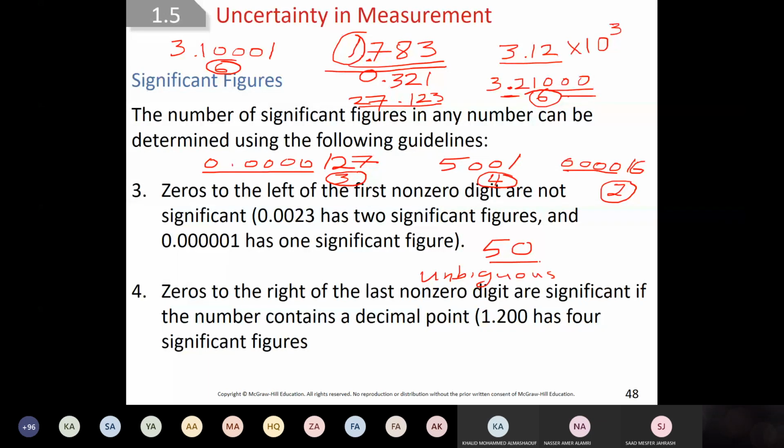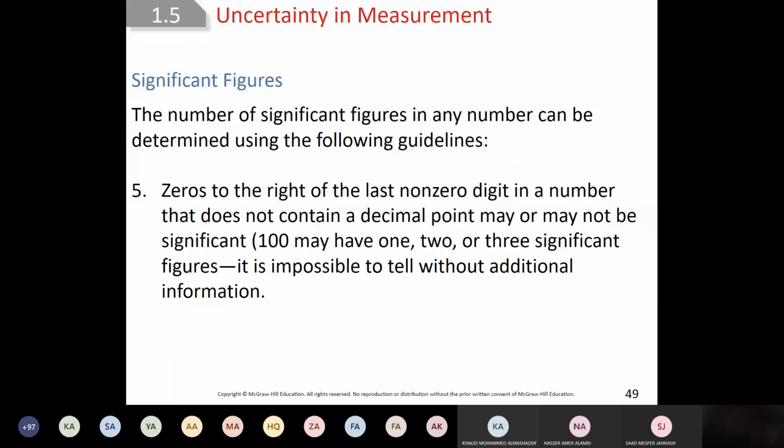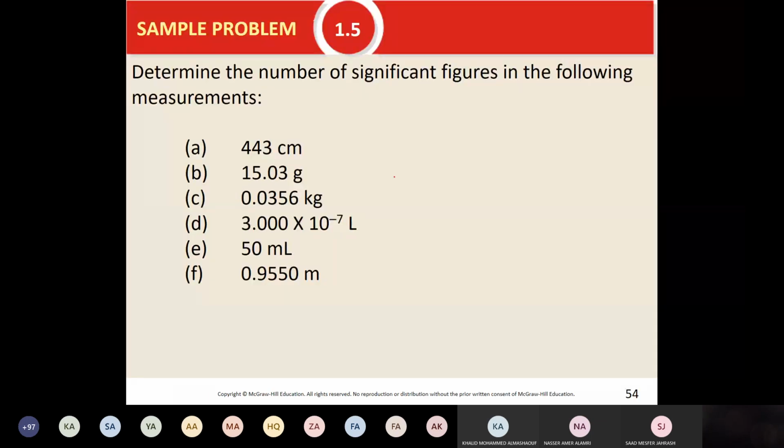Ambiguous means not clear. That's why it could be 1 or it could be 2, or if there are more zeros, then it could be clear. Now, let's very quickly solve how many significant figures here without talking.